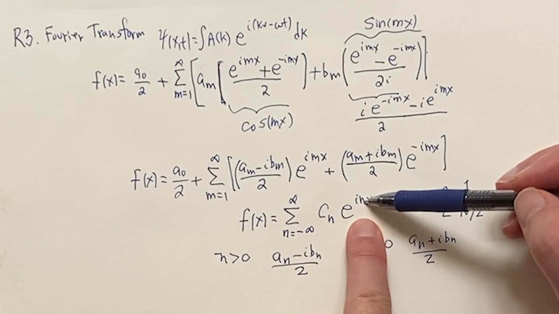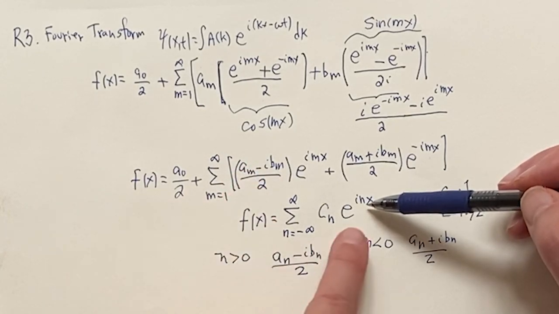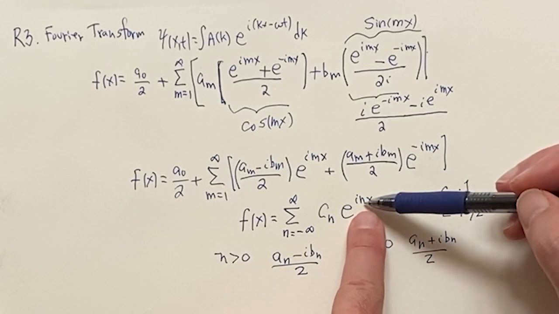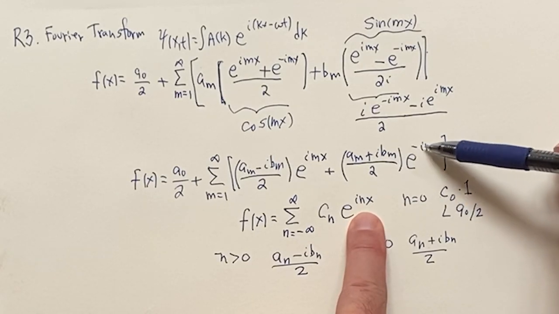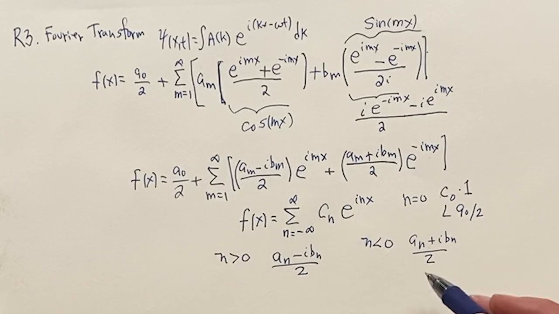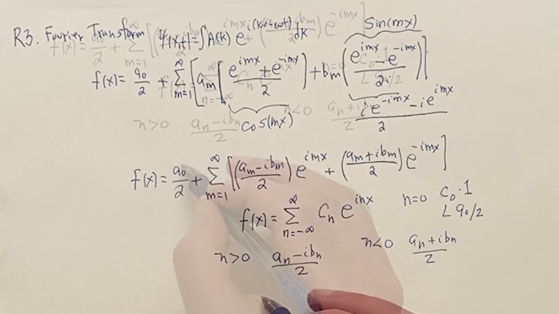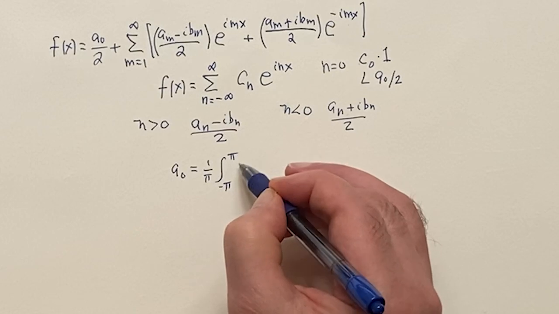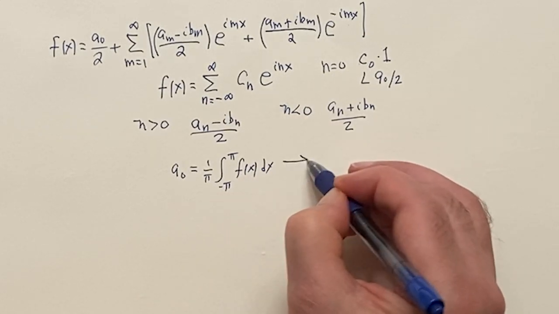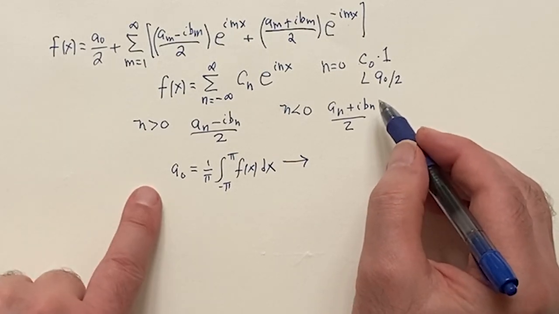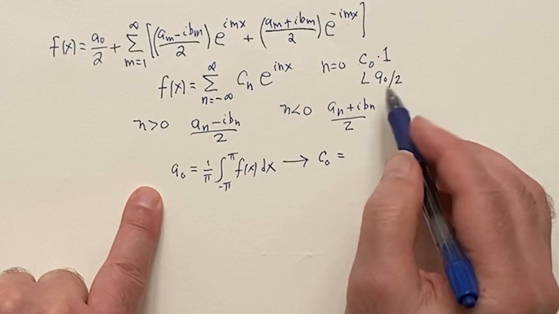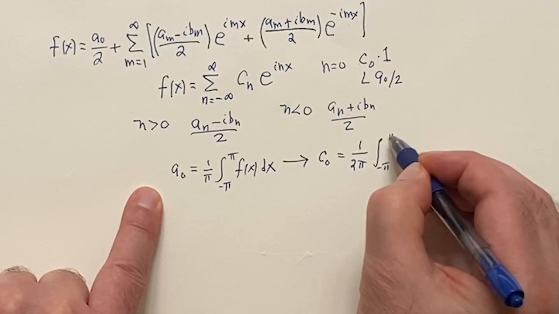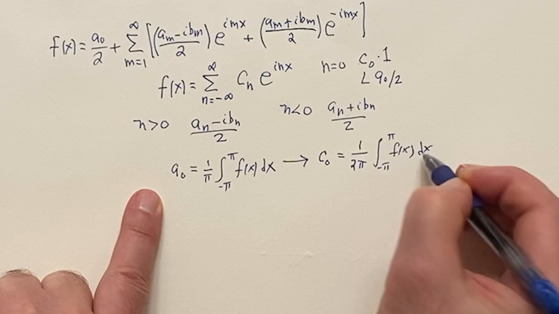So when n is positive, everything is the same as would be on this side. But if n is negative, then here I'm going to get these coefficients. Because when n is negative, this m is always positive, so I'll have the minus m case. So that's very, very nice. So once we get that far, we can say that, remember before, the a naught is 1 over pi, minus pi to plus pi f of x dx. And here we have the c naught is 1/2 of what the a was. So this will be 1 over 2 pi, minus pi to plus pi f of x dx.